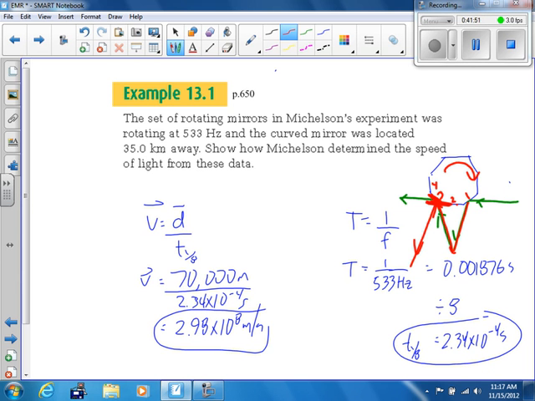Does that make sense? So light will reflect in many, many different directions unless the mirror is rotating at the right frequency so that you've got a side of the mirror in the right place to cause it to reflect that way. Okay, does that make some more sense?